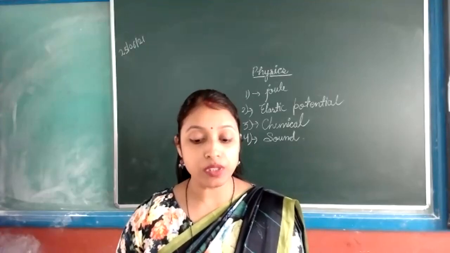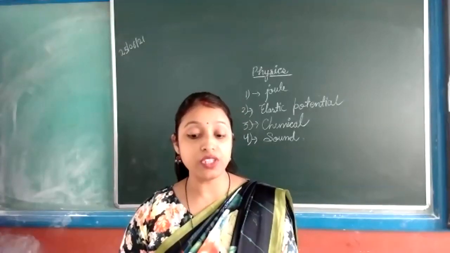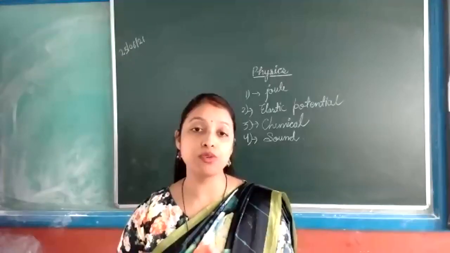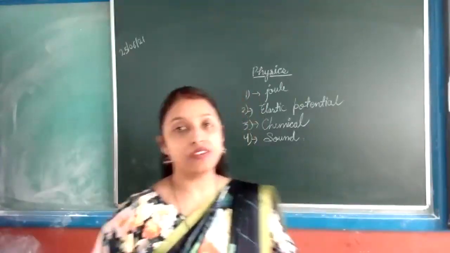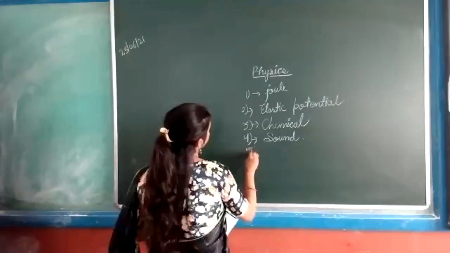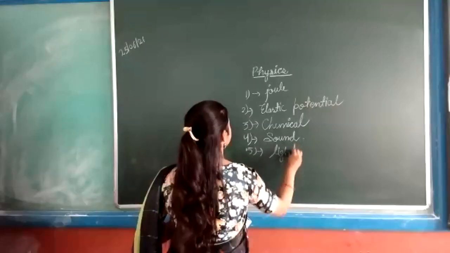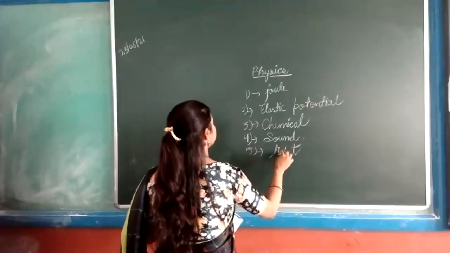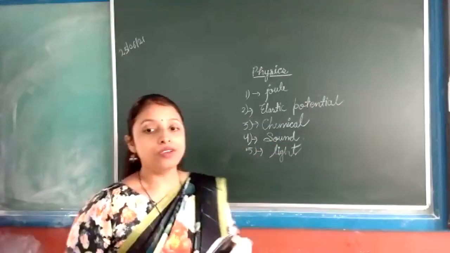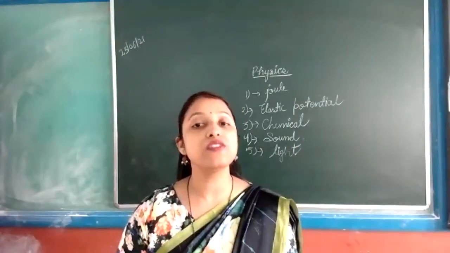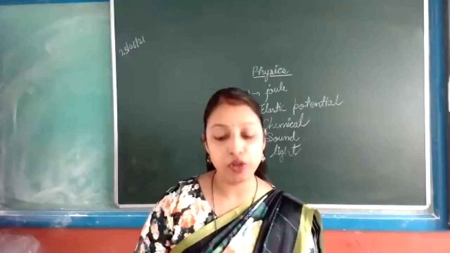Okay, sound. Next, the fifth one: plants use the light energy from the sun to prepare their food. So the fifth answer will be light. Okay, so here we have completed our fill in the blanks. There were 5 questions in the fill in the blanks. All of you revise it.